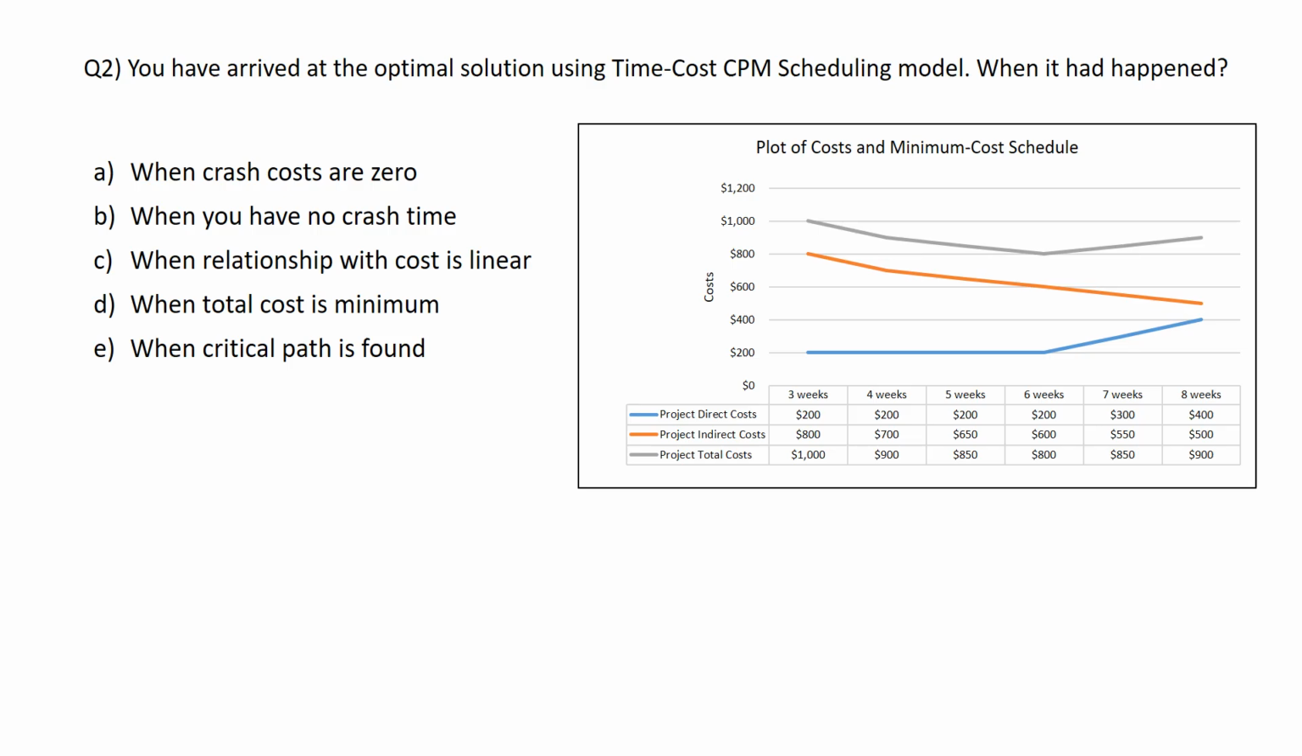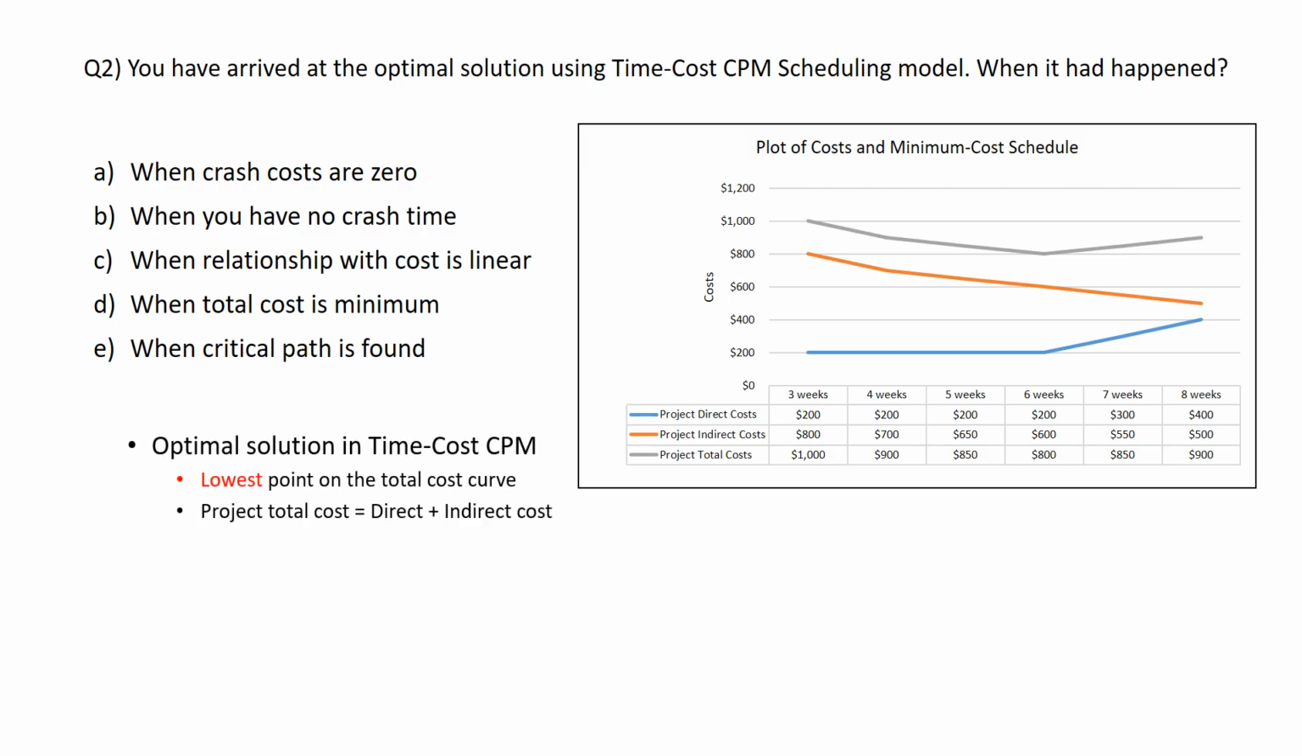Next, question number 2. You have arrived at the optimal solution using time cost CPM scheduling model. When had it happened? Optimal solution in time cost CPM is to find the lowest point on the total cost curve. Total cost curve in this graph is in color gray. So project total cost is direct plus indirect costs.